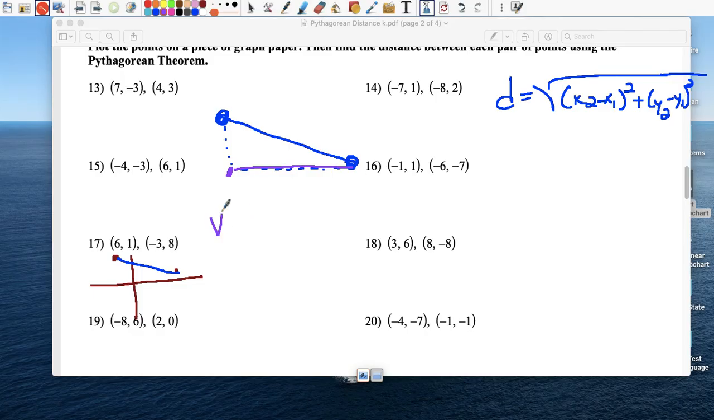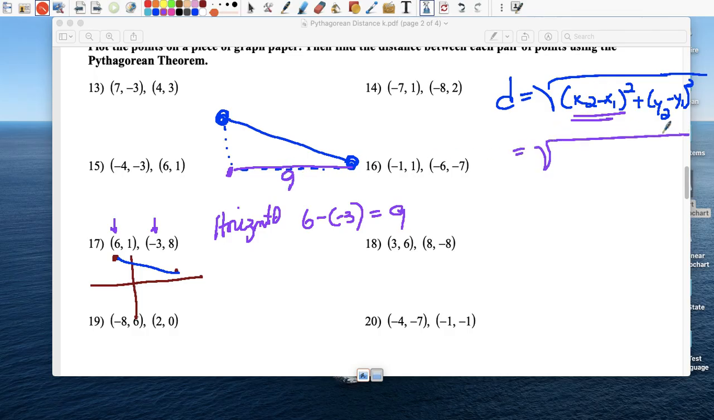So in order to do that, I'm going to subtract my x values, which is what this would be. So the x values is, in this case, 6 and -3. So I do 6 minus -3, which is the same thing as 6 plus 3. So the horizontal value is 9. So I know this is 9. And I'll do the formula at the same time. So I am going to do 6 minus -3 to the second power.